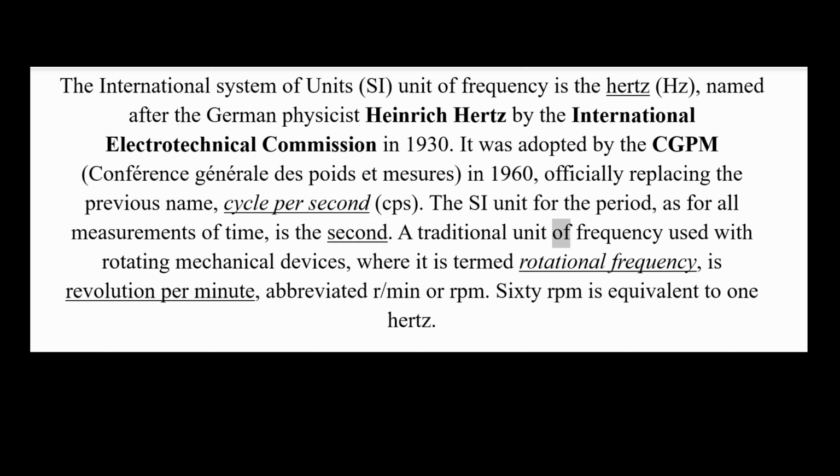A traditional unit of frequency used with rotating mechanical devices, where it is termed rotational frequency, is revolution per minute, abbreviated R/min or RPM. 60 RPM is equivalent to 1 Hz.